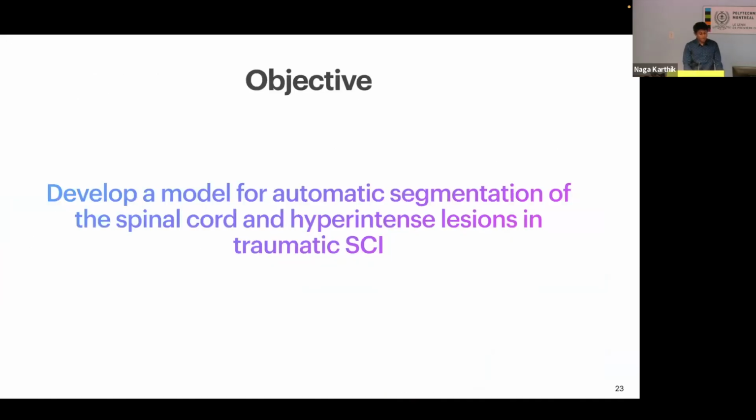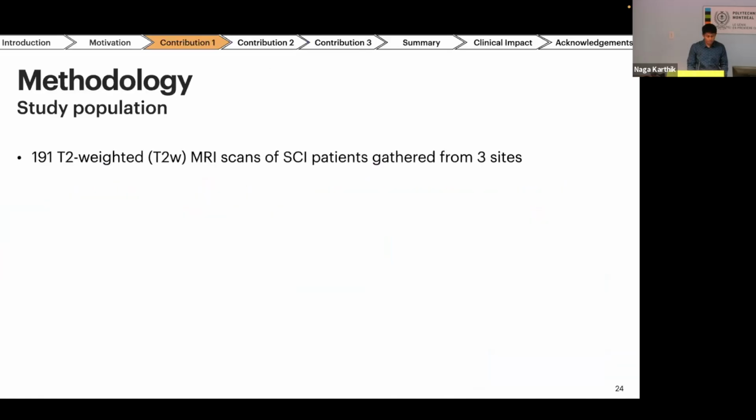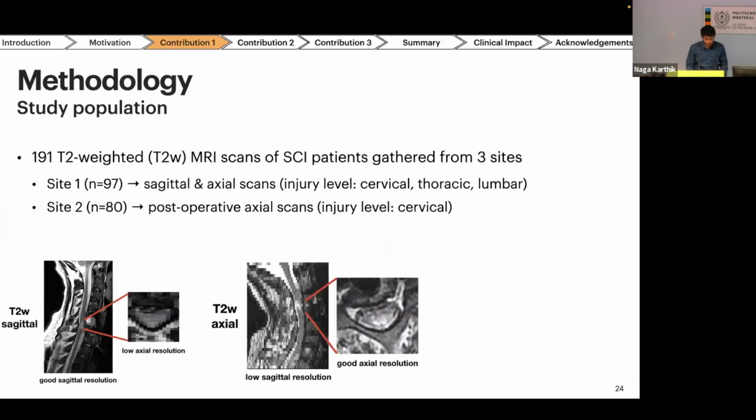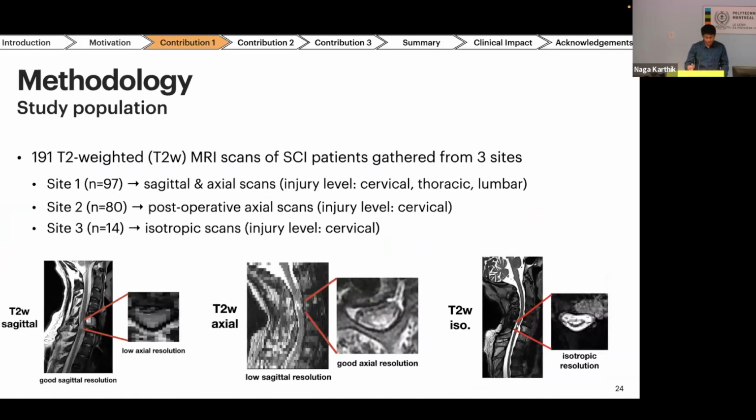So given this, the objective of this work was to develop a model to automatically segment the spinal cord and the lesions in traumatic SCI. To go about this, we gathered a large data set containing about 190 patients, and they span injury levels across the spinal cord, so cervical, thoracic, and lumbar, and it contains both good resolution and bad resolution images and all different types of lesions as well.